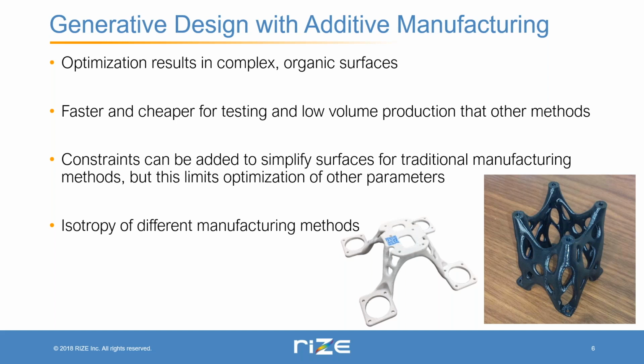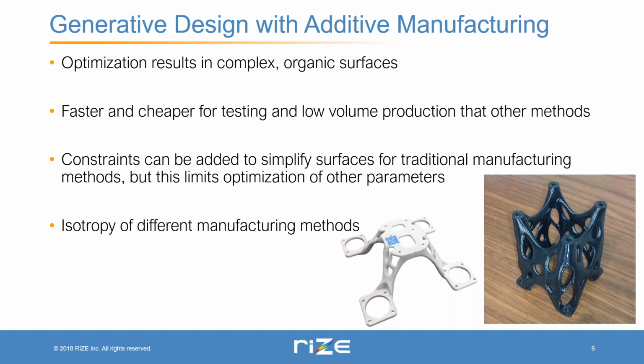So additive manufacturing can allow you to produce faster and cheaper parts, both for testing or low volume production. Sorry, let me back up. When you are designing a part for a different type of manufacturing method, and you use the function that I mentioned on the previous slide, where you can control for different types of manufacturing approaches, that will allow you to still benefit from generative design. However, by including that constraint, it may take away from the optimization of the other parameters that you care about.